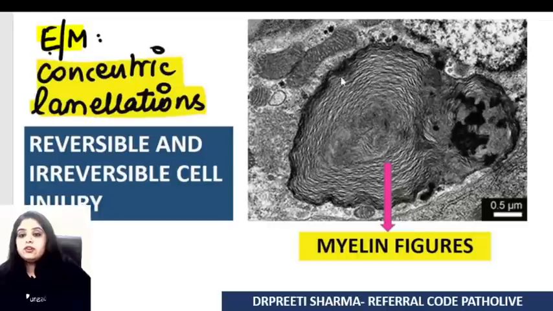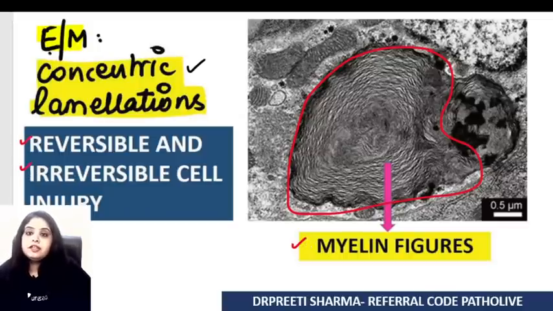And whenever on electron microscopy you see this round and round concentric appearance, that's the word that will be written. That's the exact finding that will be shown to you. Whenever you see this round and round concentric appearance, this is indicative of myelin figures. And in which injury do you see myelin figures? They are seen in both reversible as well as irreversible cell injury. So first picture, myelin figures on electron microscopy.